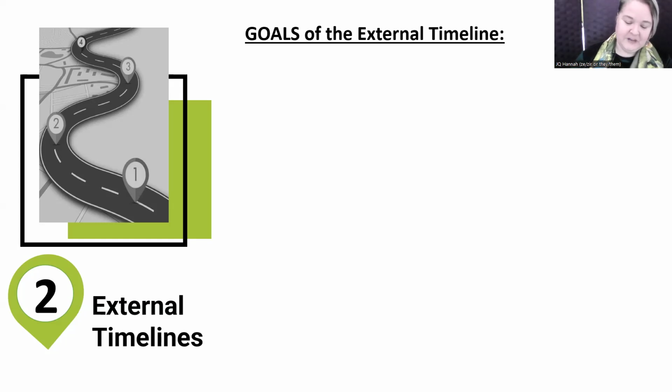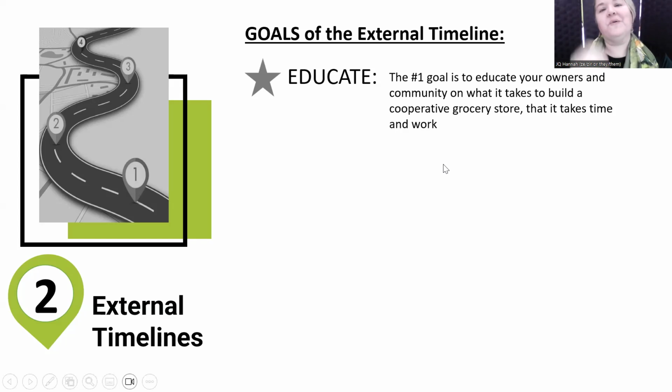All right, so let's take a look at some of the goals. You caught a lot of them of an external timeline. Number 1, Dina got it. Ding, ding, ding. Number 1 goal of an external timeline is to educate folks.